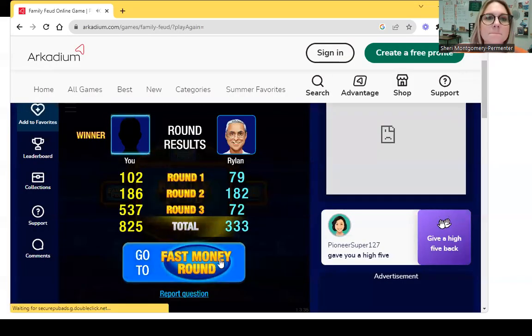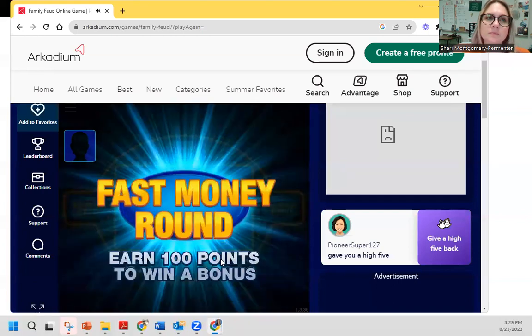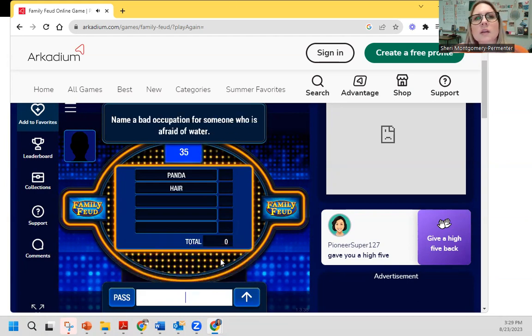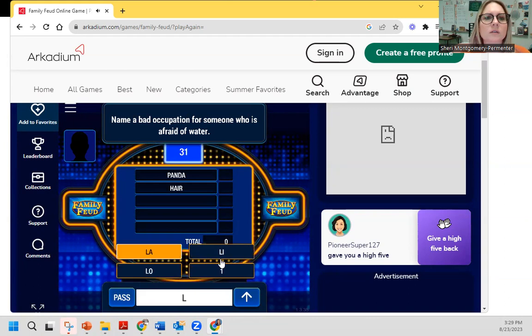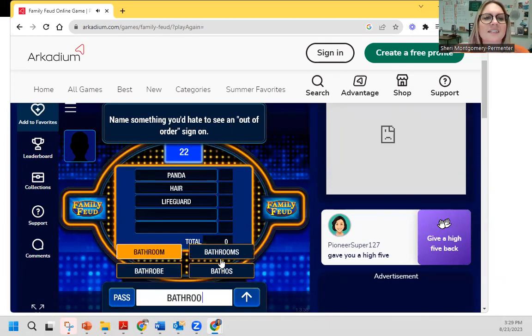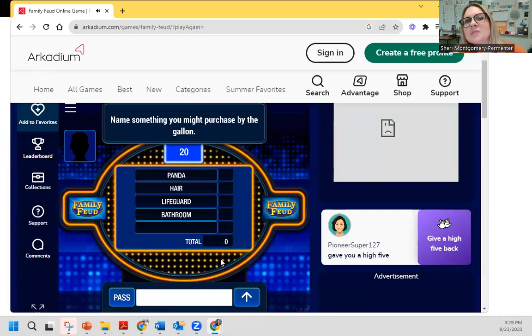For our fast money round. Name a fat animal. Name something that might be cut short. Name a bad occupation for someone who is afraid of water. Name something you'd hate to see the out of order sign on. Name something you might purchase by the gallon.